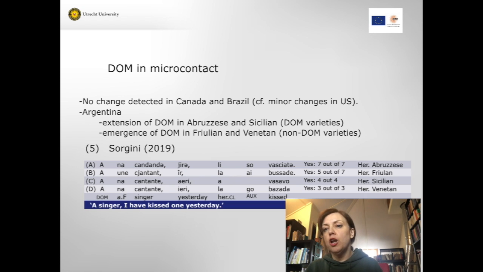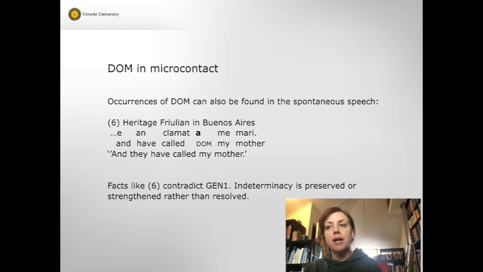DOM is emerging, so it is extended, it is emerging, it is in microcontact. We see that we actually have it. And the interesting part is that the parts in which it is being created, in particular in Friulian and in some cases in Veneto, are in topic contexts. Topic context, sorry, you have it in the previous slide.